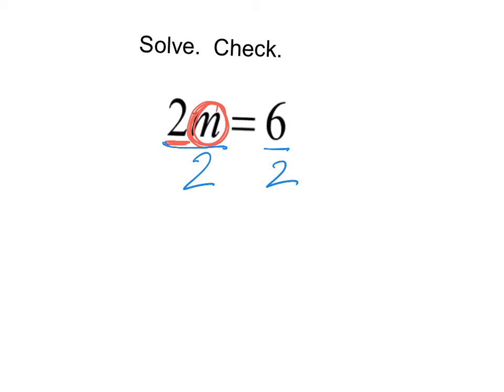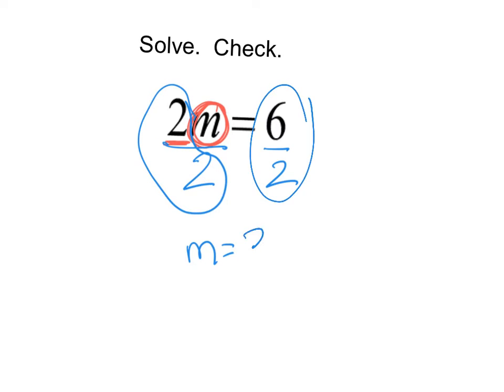So on my left-hand side, I have 2 divided by 2, which is 1, and I'm left with my m. Then on my right-hand side, I have 6 divided by 2, which is 3. So once again, I'm going to mark what I do to both sides to make sure I do the same thing to both sides. You are dividing both sides by 2. You are left with m equals 3.